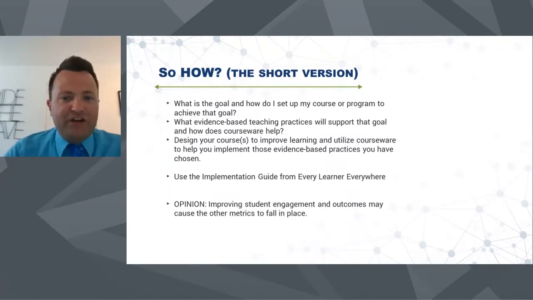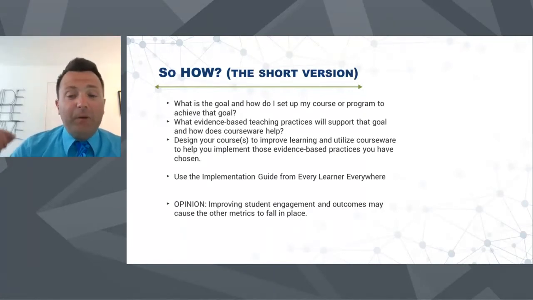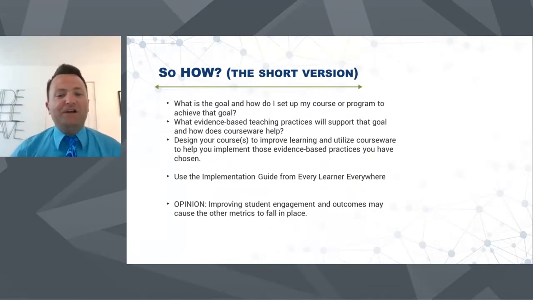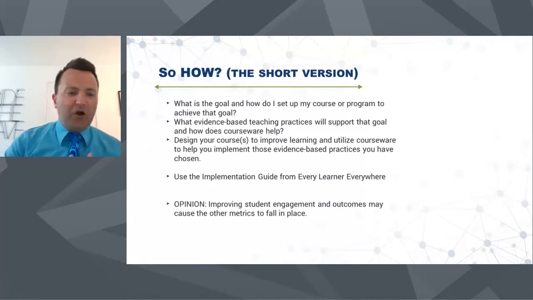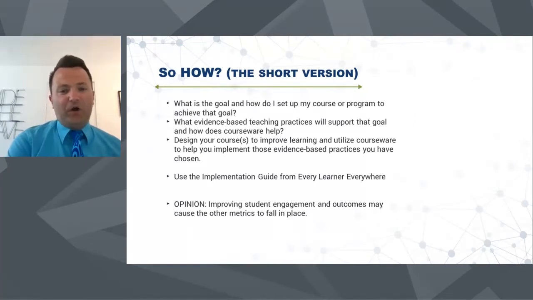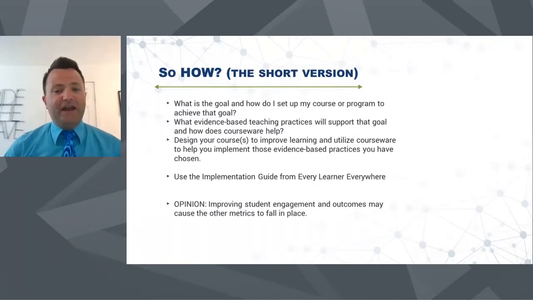And then I had Norma share the implementation guide. That's a good resource to use. And then my opinion is improving student engagement and outcomes may cause all of the other metrics to fall in place. So we talked about metrics for student success, faculty success, how they overlap, and how the university might also see that as successful. And my experience has shown that if we're using something to improve student engagement and produce better outcomes for them, all of these other metrics also improve.